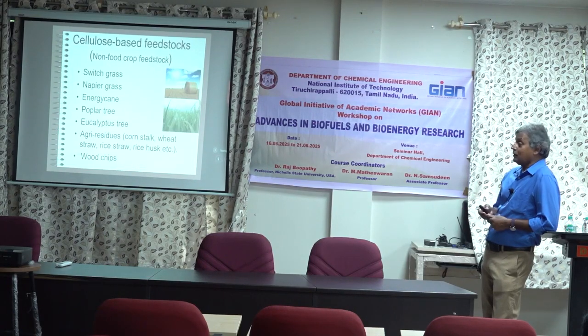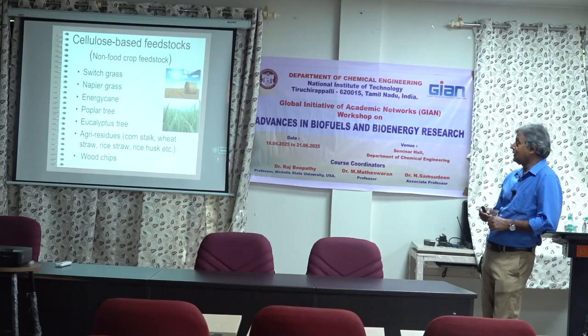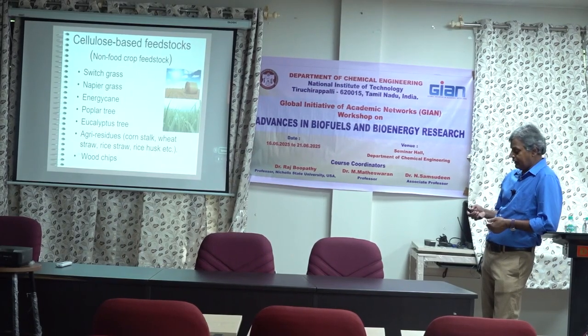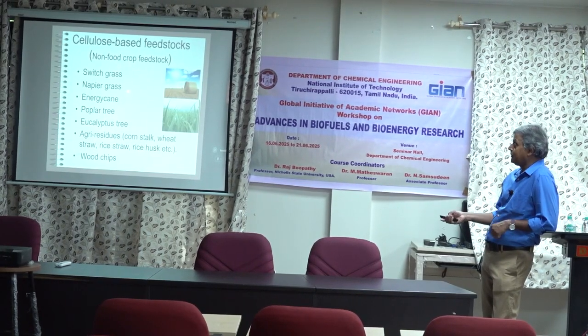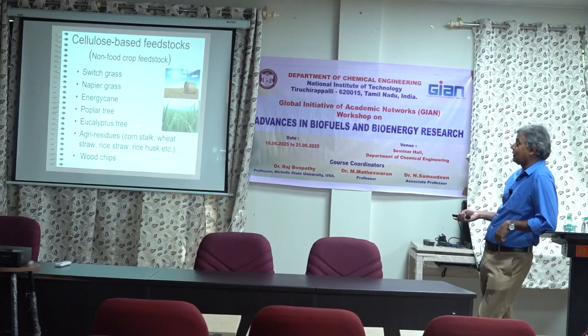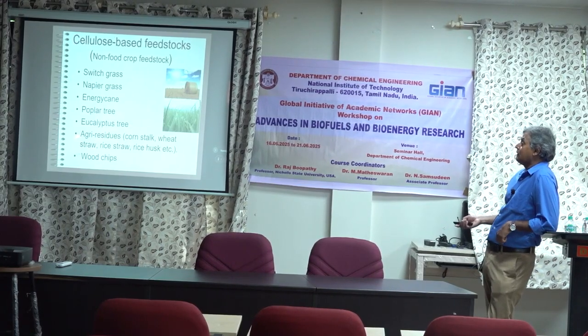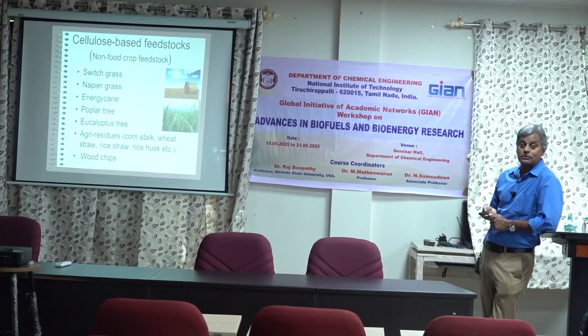So let's look at cellulose-based feedstock. We only look at lignocellulosic, and we have a lot of feedstock here. The feedstocks are switchgrass, napier grass, energy cane, poplar tree, eucalyptus tree, cornstalk, wheat stalk, straw, rice straw, a lot of stuff, wood chips from the forest industry. All of them are potential feedstock for lignocellulosic ethanol production. Okay?